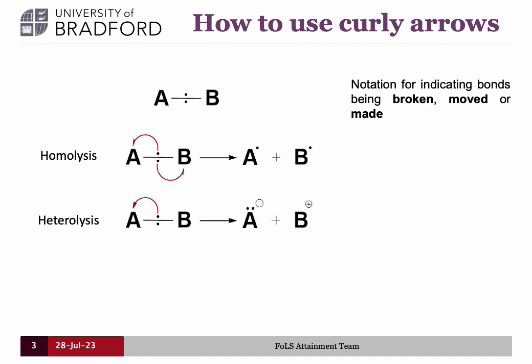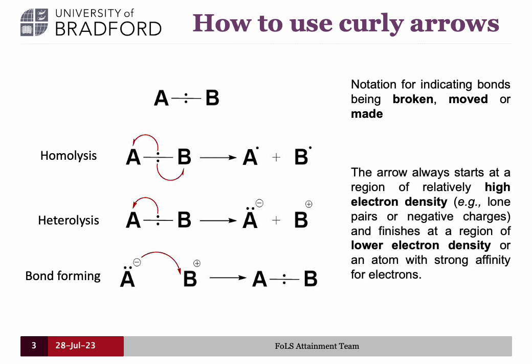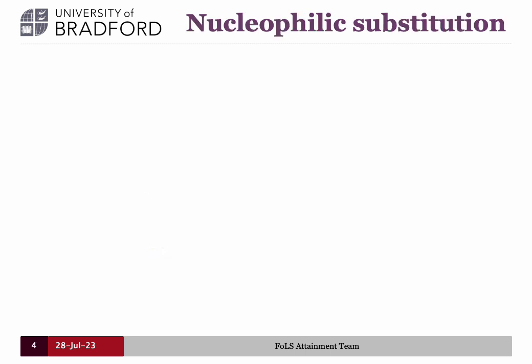The third option that we have here is bond forming. The negative charge on A, which is electron rich, is attacking the electron deficient B. The result is a new bond. It's important to remember that the arrow always starts at a region of relatively high electron density and finishes at a region of low electron density or an atom with strong affinity for electrons. Key organic reactions include substitution, addition, and elimination.